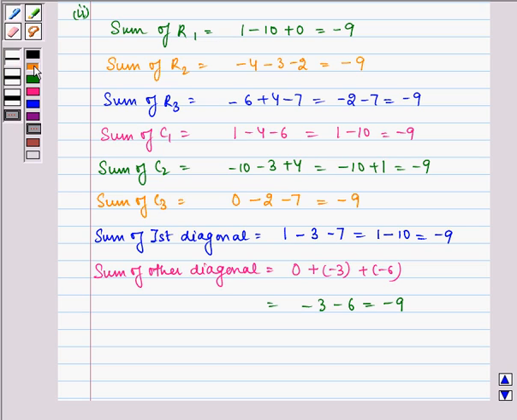Hence we can say that each row and each column and diagonal have the same sum, that is minus 9. Therefore, the required answer is square 2 is a magic square.